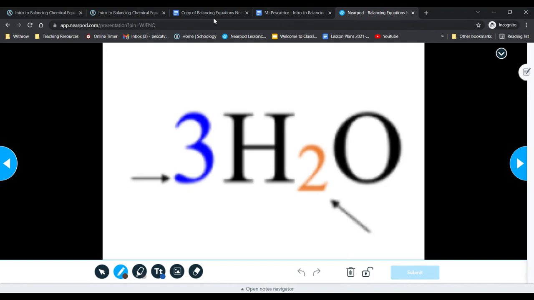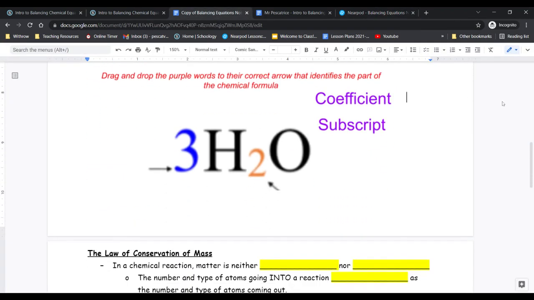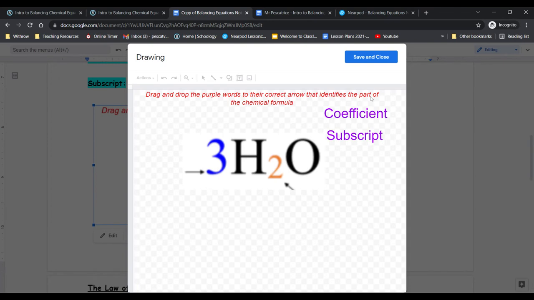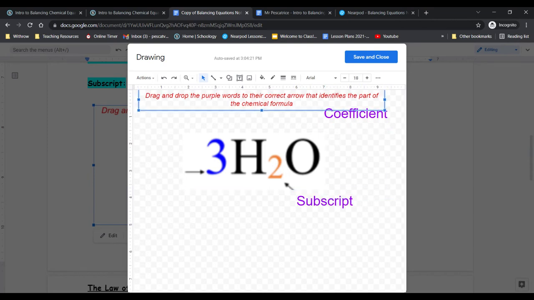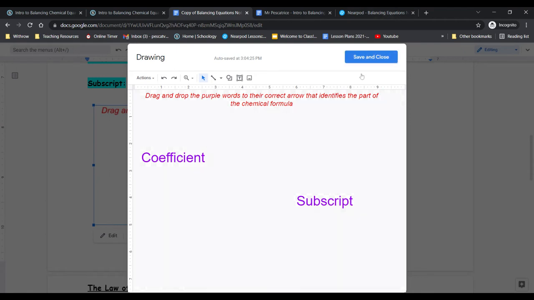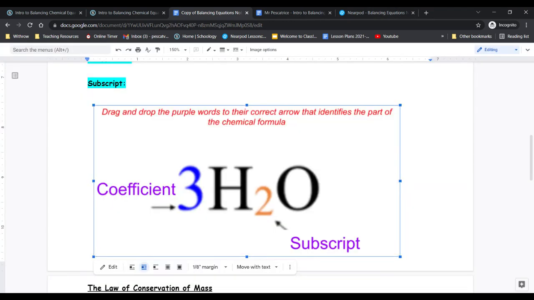All right, so I'm going to go over to your notes now. So in your notes, you should see this. When you double click on the picture, you can drag each one to where they go. So remember, the coefficients are what go in front, and the subscripts are what go below. So I'm going to drag these to the correct spots to label this diagram. Coefficients go in front, subscripts go below. Save and close. Should look like that.